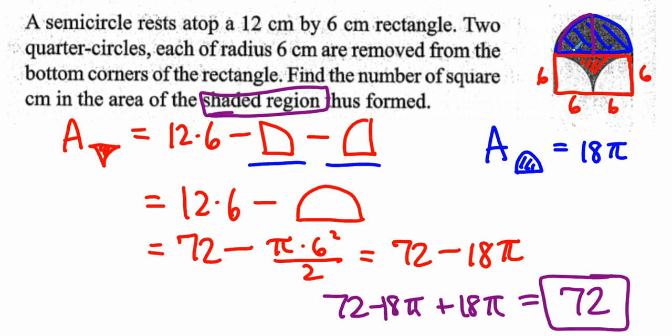If we take the left half of that blue semicircle and put it there, and then we take the right half of that blue semicircle and stick it there, then yeah, I suppose that the area of the shaded region is the same as the area of that rectangle. And the rectangle's 72. Not bad.